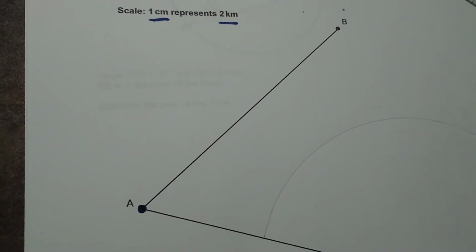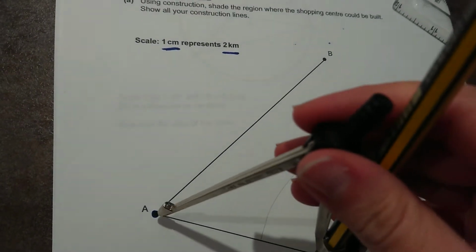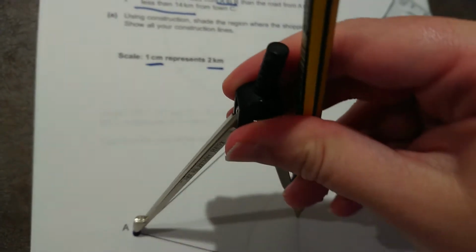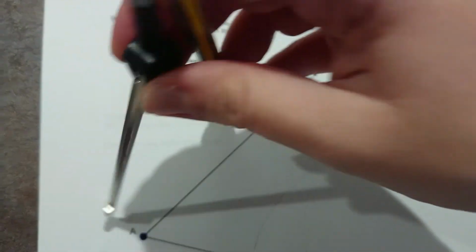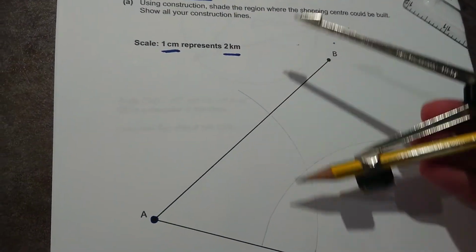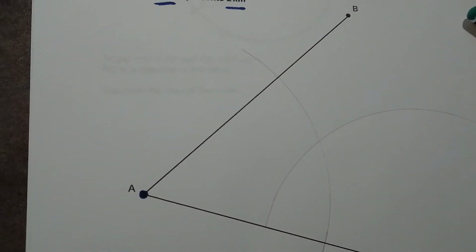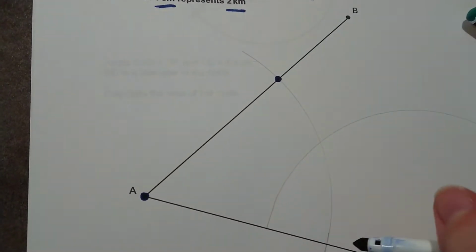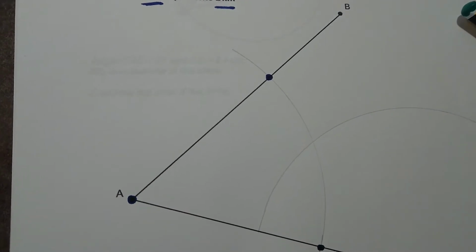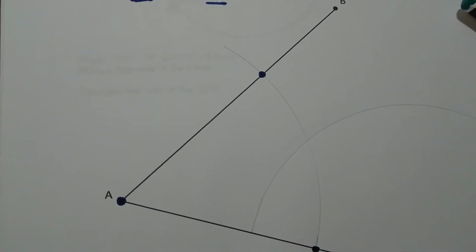Now you can open it to any distance that you like. So I'm going to keep it on the 7 that I had before. And I'm going to draw an arc like that. And it should cross the two lines. So mine is crossing here and here. So if I do it in pencil, you can see there's a point there it crosses and a point there that it crosses.